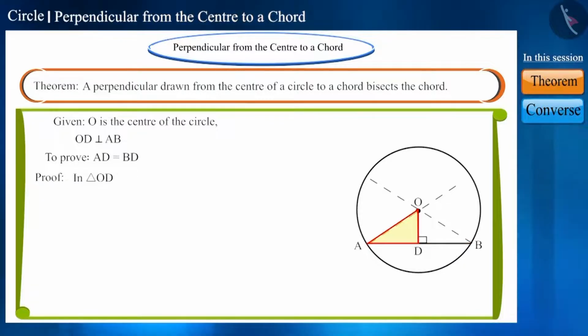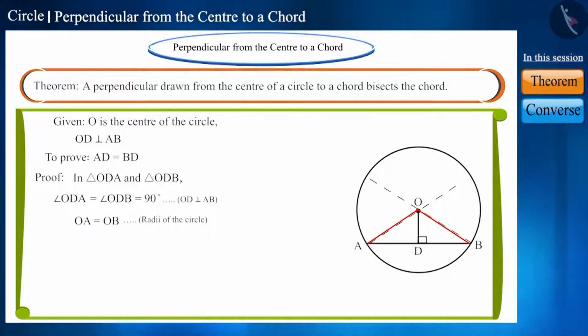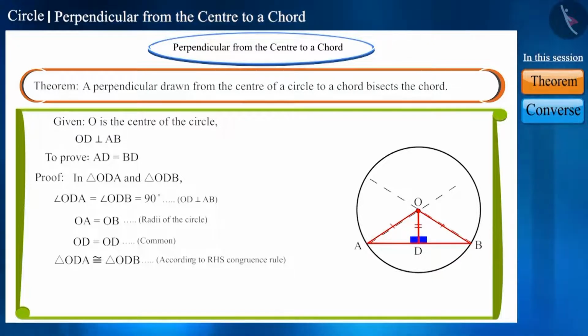Friends, in triangle ODA and triangle ODB, angle ODA and angle ODB are right angles because we are given that OD is perpendicular to AB. The hypotenuses OA and OB of these two triangles are the radii of this circle, so they will also be equal. Friends, you can see that OD is the common side. Therefore, these two triangles are congruent according to the right angle hypotenuse side or RHS congruence rule.